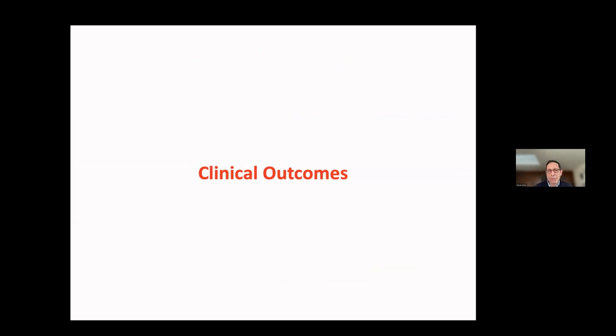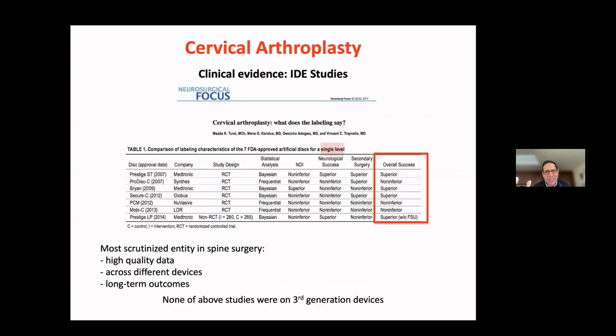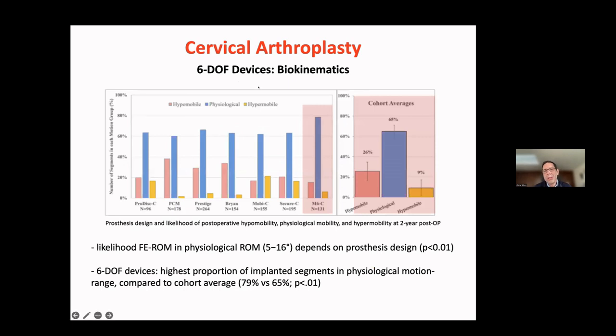I'm really being very brief, but this was the most scrutinized entity in spine surgery, high quality data, as you see here, RCTs across different types of devices, long-term outcomes, and none of them were inferior. And I have to tell you that none of these studies were done with third generation devices. And with third generation devices with 6 degrees of freedom, the likelihood of having a range of motion in physiological range is higher when you apply this kind of implants.